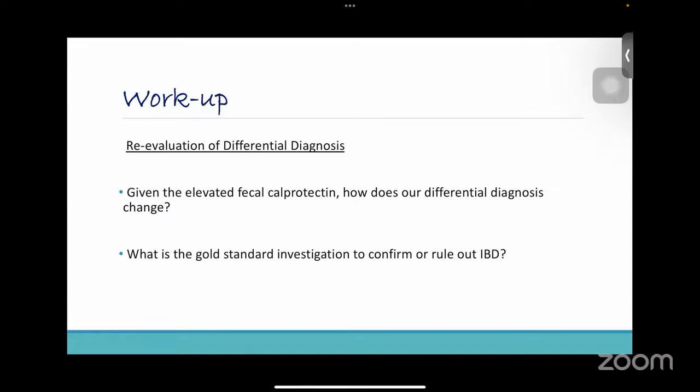She has lactose intolerance or inflammatory bowel disease, like Crohn's or ulcerative colitis. Okay. And so we have to do a colonoscopy. Yes.